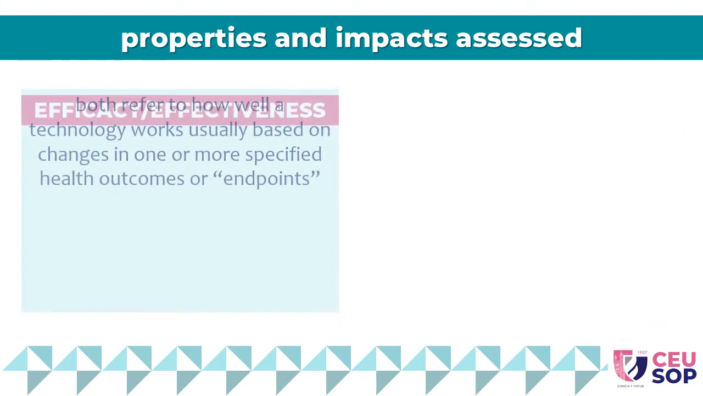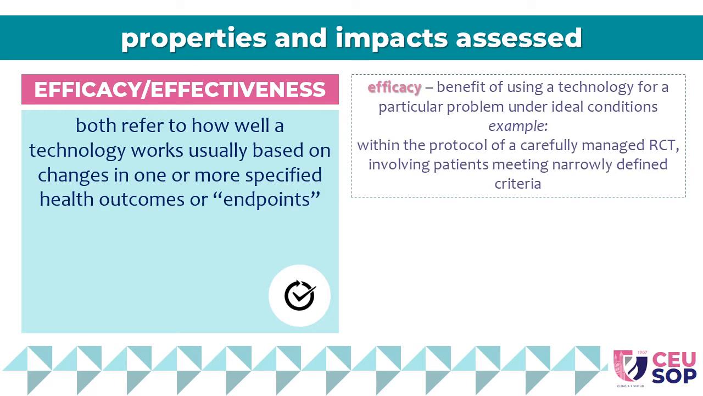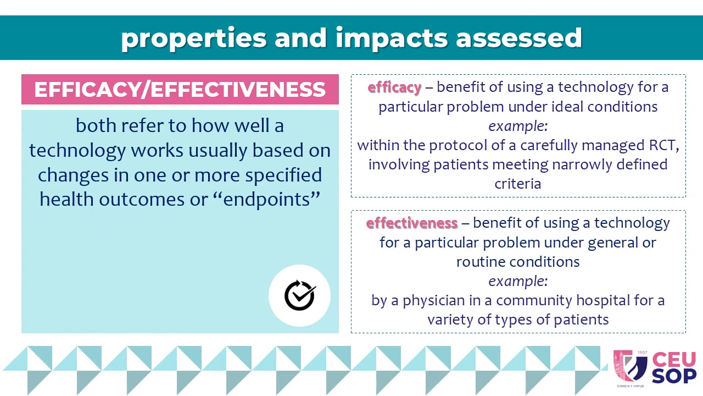Efficacy and/or effectiveness, both refer to how well a technology works, in other words, accomplishes its intended purpose, usually based on changes in one or more specified health outcomes or endpoints. In HTA, efficacy refers to the benefit of using a technology for a particular problem under ideal conditions, for example within the protocol of a carefully managed randomized clinical trial, involving patients meeting narrowly defined criteria, or conducted at a center of excellence. Effectiveness refers to the benefit of using a technology for a particular problem under general or routine conditions, for example by a physician in a community hospital for a variety of types of patients.